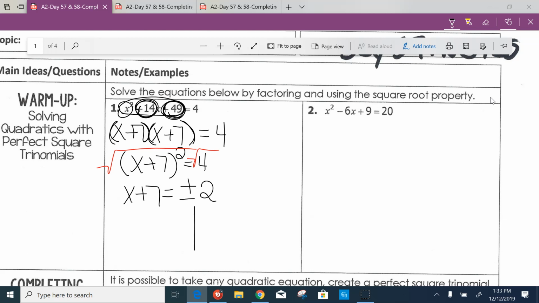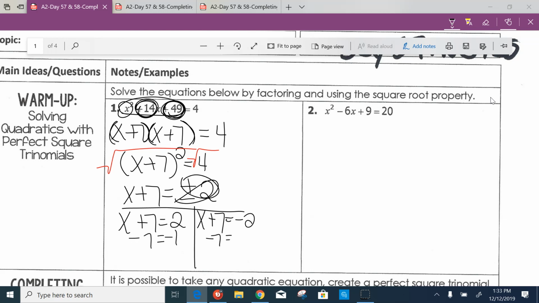So now I have to do two equations. I'm going to solve one equation where x plus 7 equals the positive 2 that I have here. Then I'm going to do another equation where I have x plus 7 equals the negative 2 that I have down here. For both of them, all I do is subtract 7 from both sides.